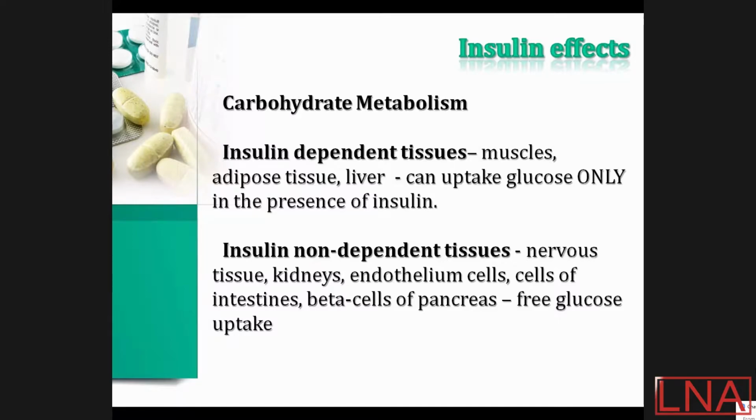And a few words about types of tissues. There might be insulin-dependent tissue like muscle or adipose tissue or liver, and they can uptake glucose only in the presence of insulin. And if there is not enough insulin in the human body, these tissues will be damaged first. And there are a few insulin-independent tissues, like nervous tissue, of course, kidney, endothelial cells, intestine cells, and beta cells of the pancreas. They have free glucose uptake because these cells produce insulin.